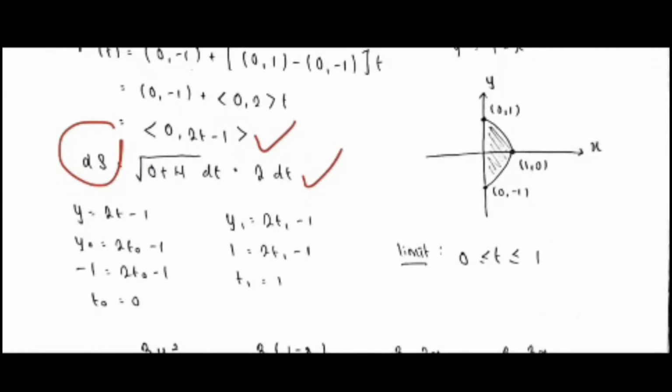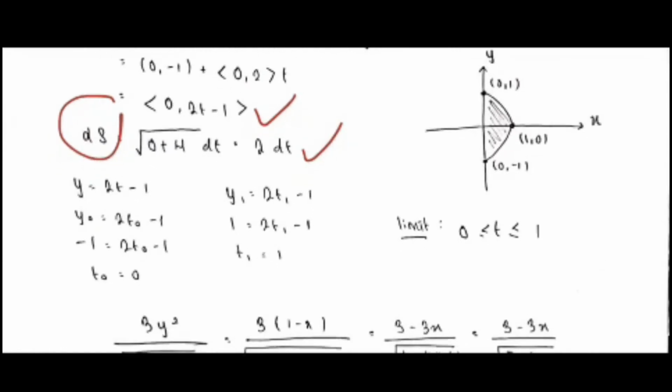Next, from r(t), we need to find the limit for t. So we take y is equal to 2t minus 1. Substitute y0, which is -1, and we will get t0 equal to 0. Substitute y1 is equal to 1, and we will get t1 equal to 1. So our limit of t is from 0 to 1.